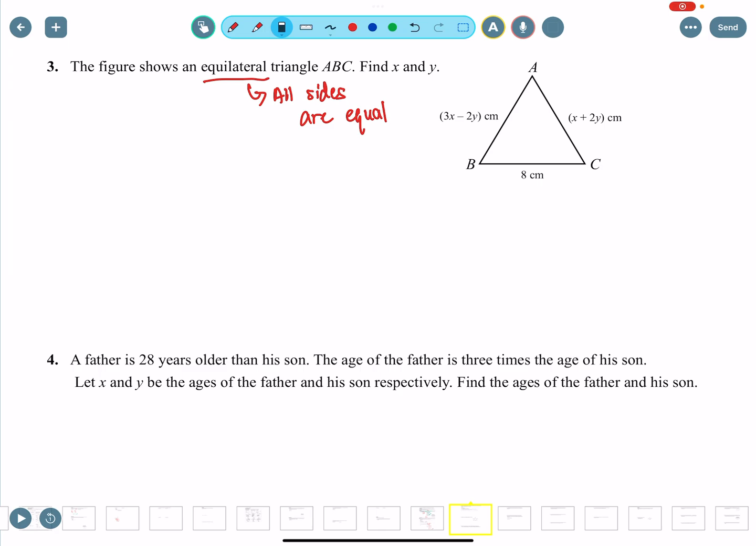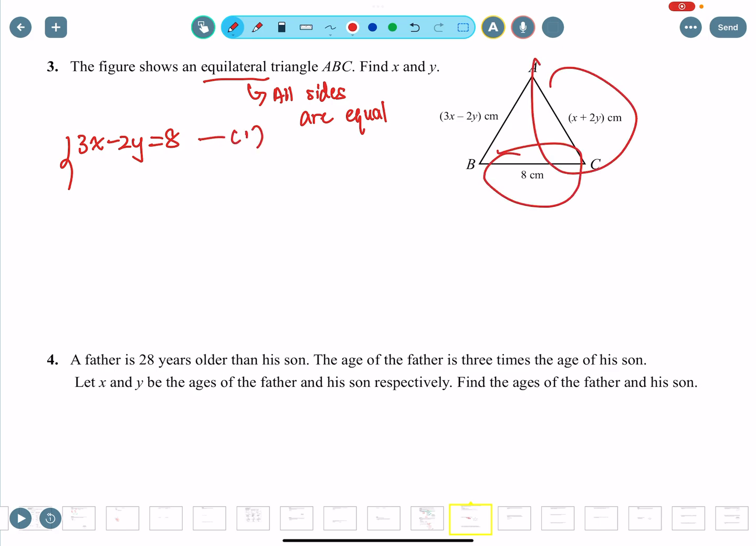First of all, I could make AB equals BC, right? So that would be our first equation: 3x minus 2y equals 8. That's equation number 1. Equation number 2 can be AC equals BC, so x plus 2y equals 8.